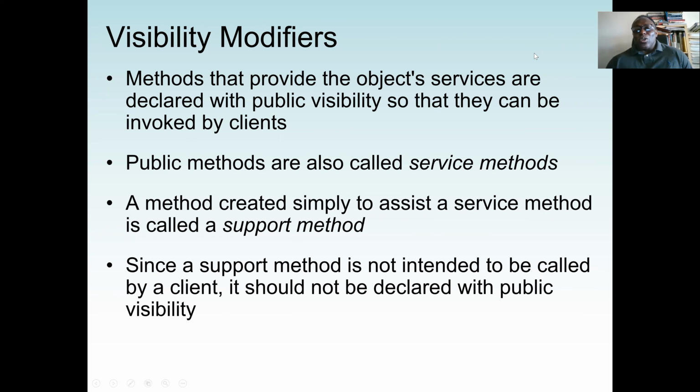But we can see that the keyword here is services. So methods that provide object services are declared with public visibility, which means they can provide services to other clients or other classes. So public methods are also called service methods. A method created simply to assist a service method is called a support method. And since a support method is not intended to be called by a client, it should not be declared with public visibility.